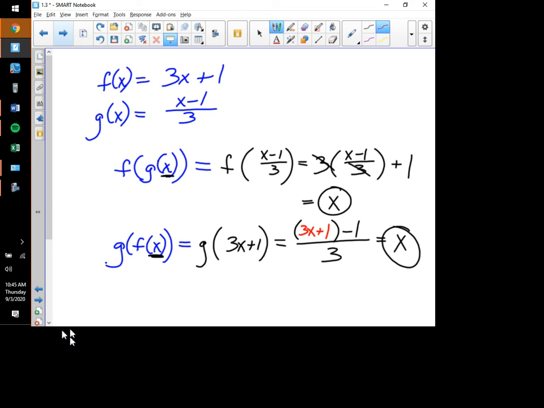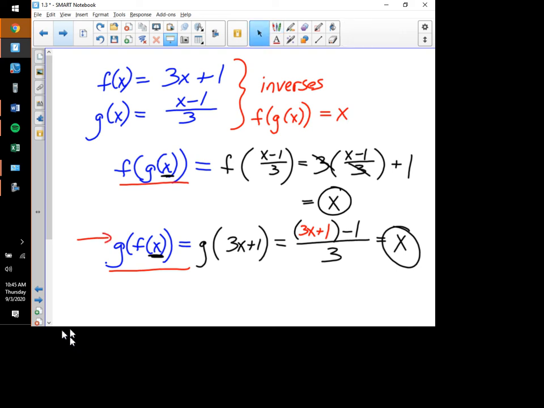When this happens, everybody, when f of g of x is equal to g of f of x, this is where we get two functions that are inverses of one another. You get inverses if f composition g of x is equal to x. If that happens, then g of f of x will also be equal to x as well.